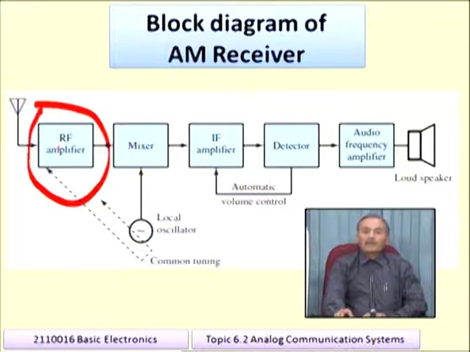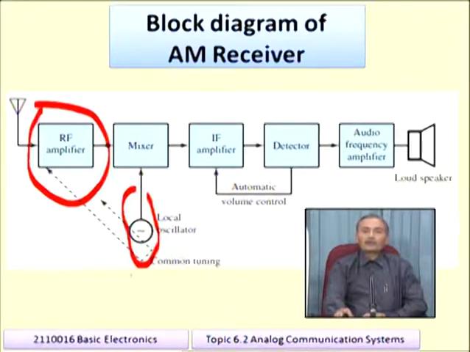If you are interested in receiving a signal which is modulated on carrier frequency FC2, then we will tune this RF amplifier to the frequency FC2. Then the output of this RF amplifier is given to the mixer. The mixer will combine both frequencies, one generated from the local oscillator and another coming from the RF amplifier. It will mix and produce the difference of both frequencies.